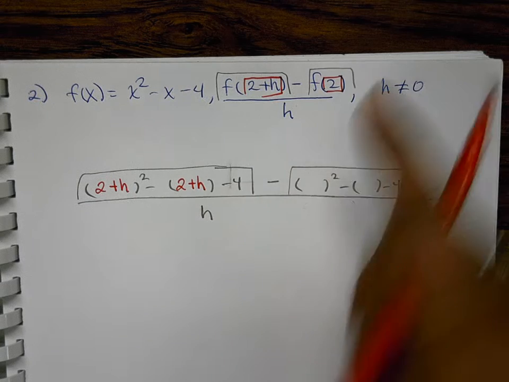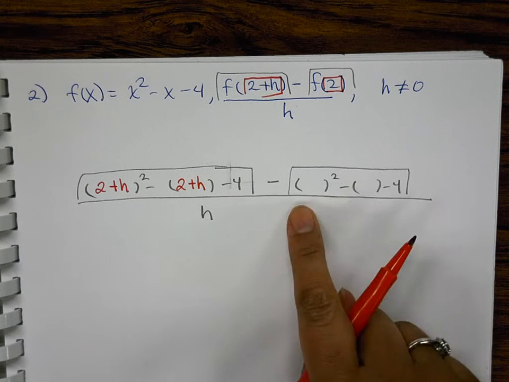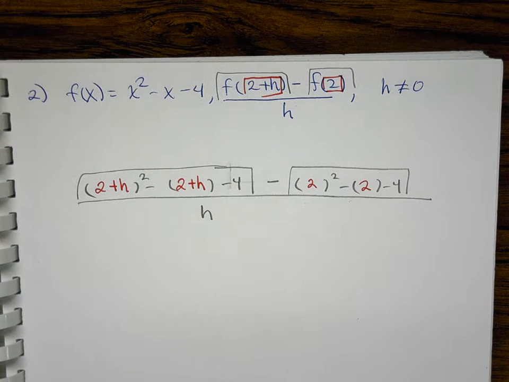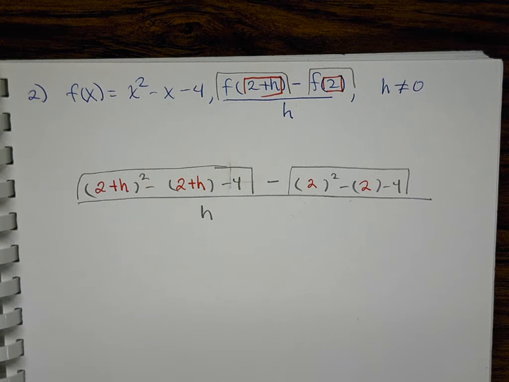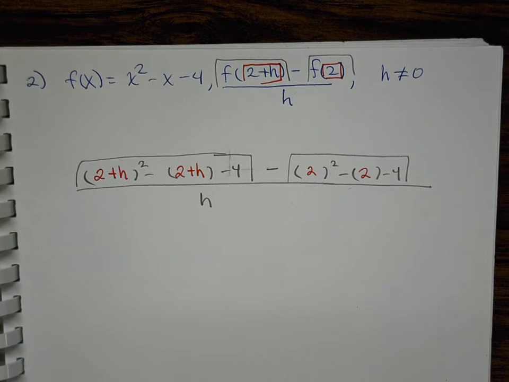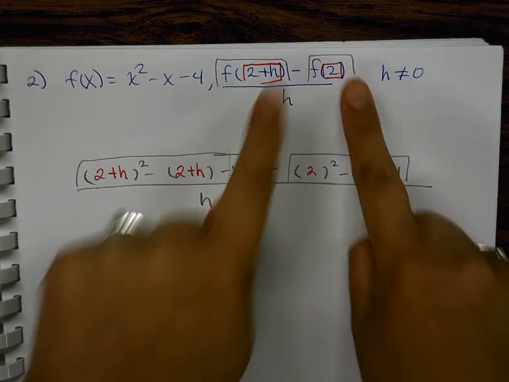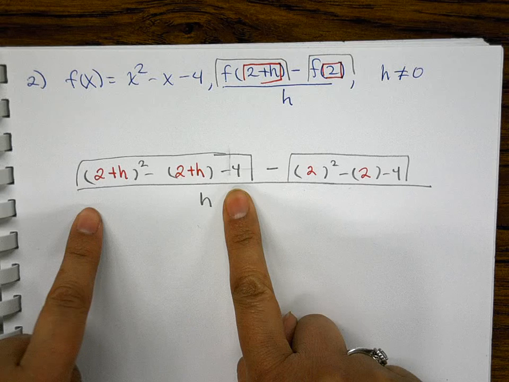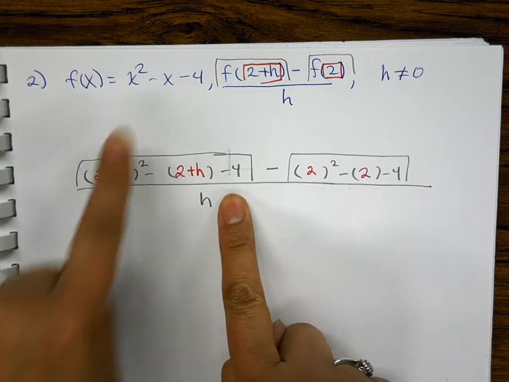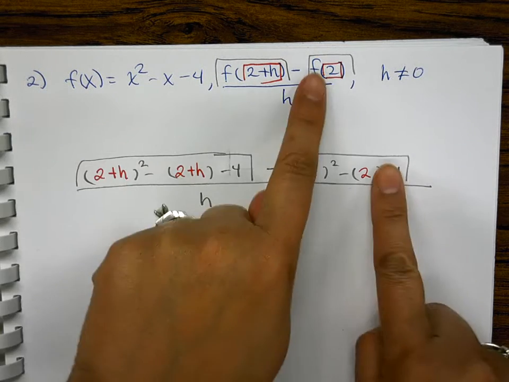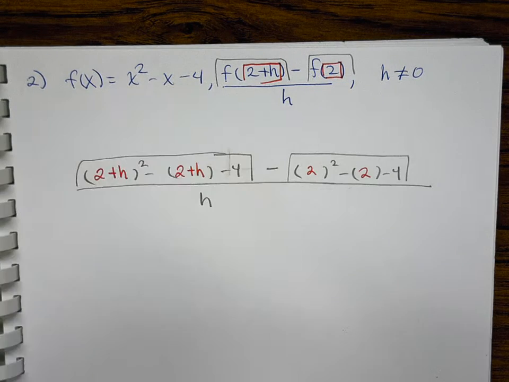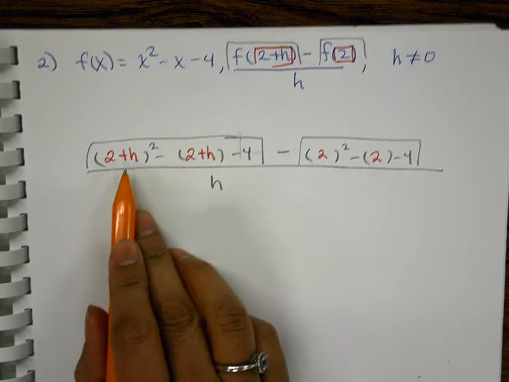This one here is my second one. What am I plugging in for all the blanks, all where the x's used to be? Good, it's 2. All right, we are going to clean this up. Before we do, to make sure that everybody's with me: first box, second box, h in the denominator, minus sign in the middle. First box, I plugged in 2 plus h to all my x's. In the second box, I plugged in 2's to all my x's.